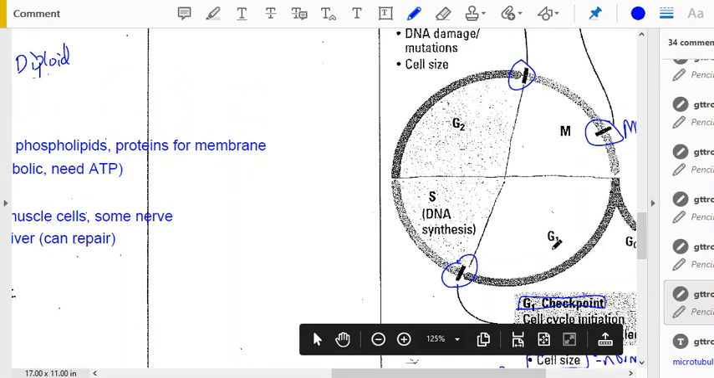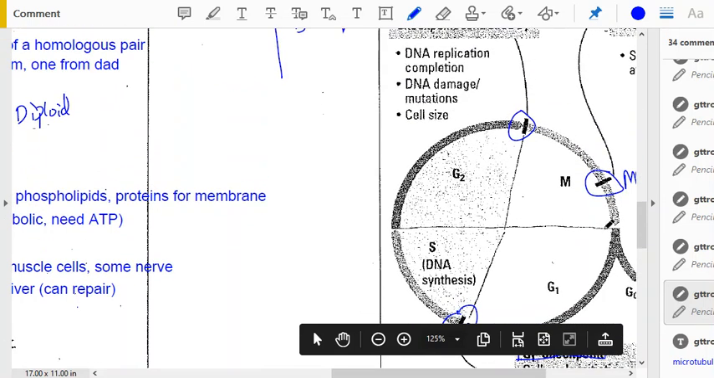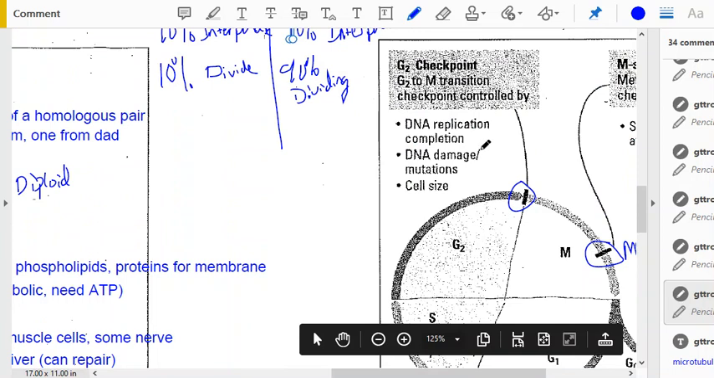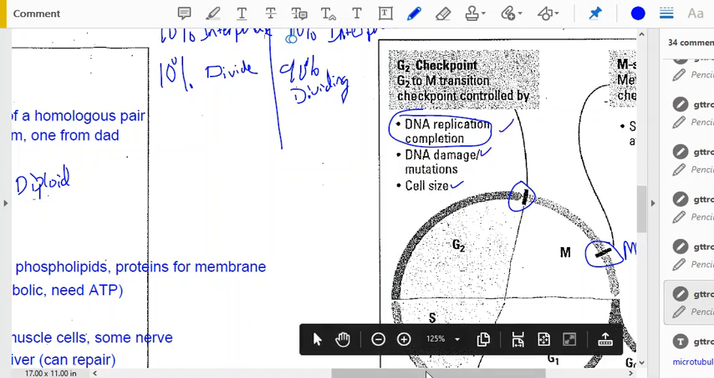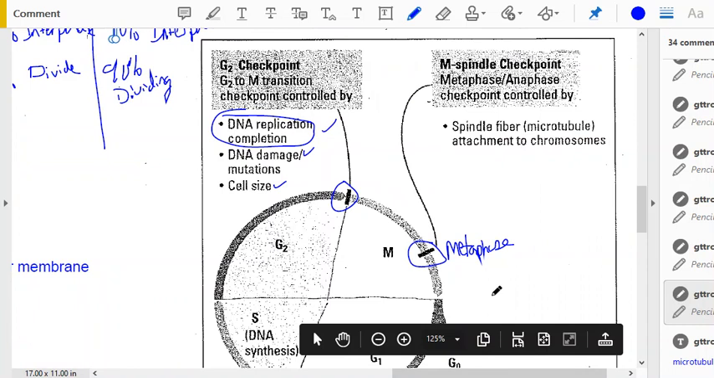There's no break or check after synthesis. You go right into G2. At the end of G2, there's a check to make sure, though, that your DNA replication is complete, right? You've accurately copied all of your A's, T's, G's, and C's. The sister chromatids are connected at the centromere. You're not missing chunks of chromosome on either end or in the middle. The cell size is still adequate, right? If all those things are a go, check, check, check, then the cell will progress into mitosis.